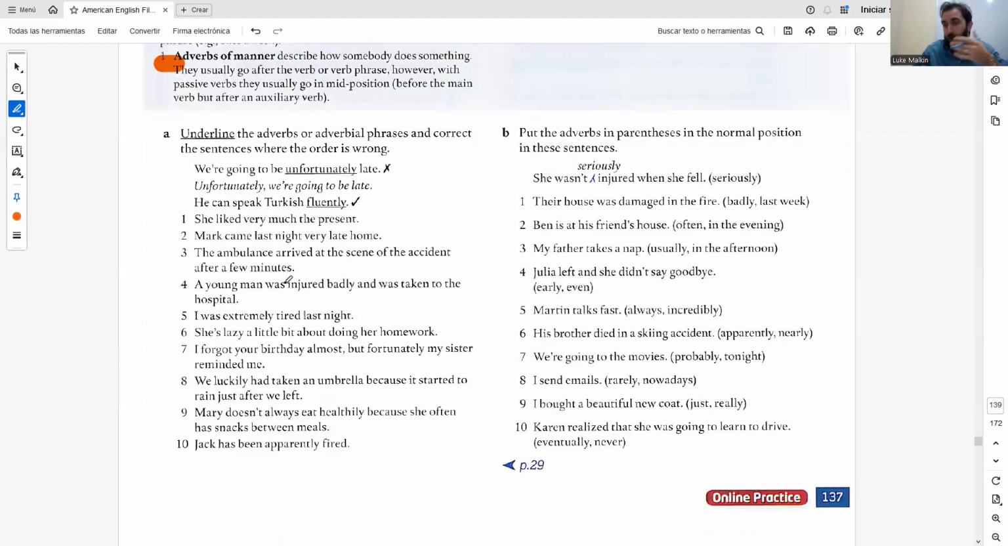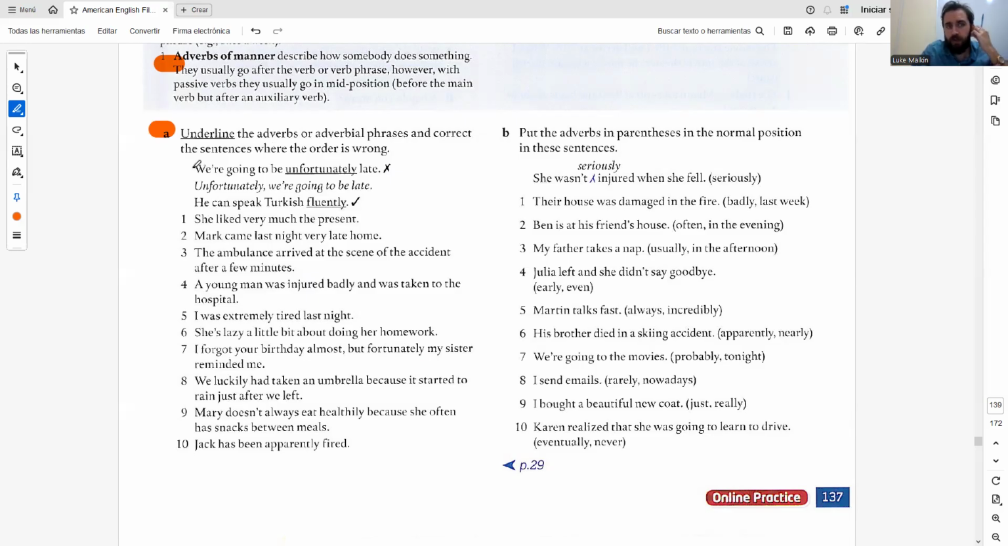So of course, if you ask English speakers what's an adverb and ask for that definition, unless they're a trained teacher, they're probably not going to be able to tell you. Again, we are doing this to be aware of it, but we still need to learn through practice more than anything. So let's do some practice questions. Part A, 10 questions here. Underline the adverbs or adverbial phrases and correct the sentences where the order is wrong.